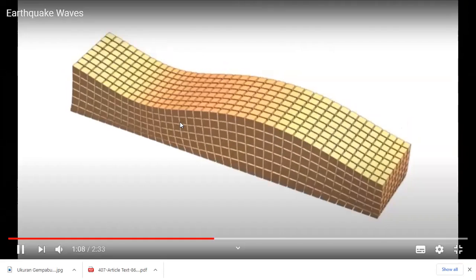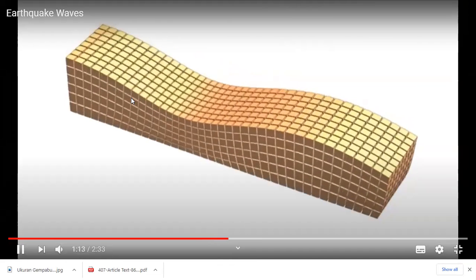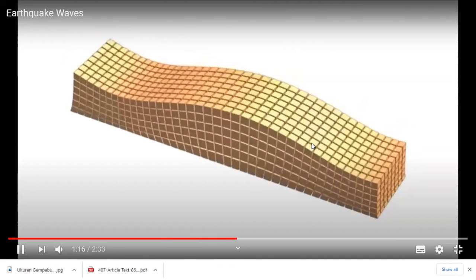The second type is called the Rayleigh wave. Rayleigh waves move vertically and horizontally in a vertical plane, in the direction the waves are traveling. Vertically, but it's also horizontal.